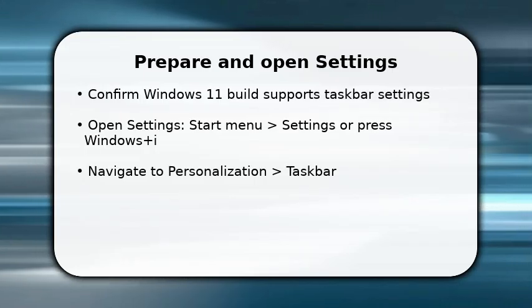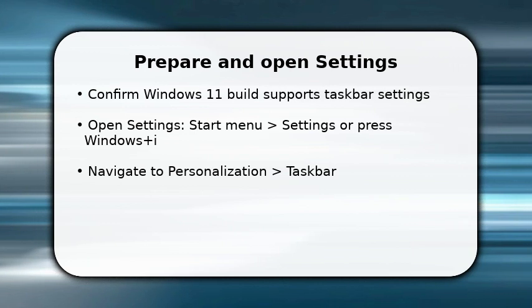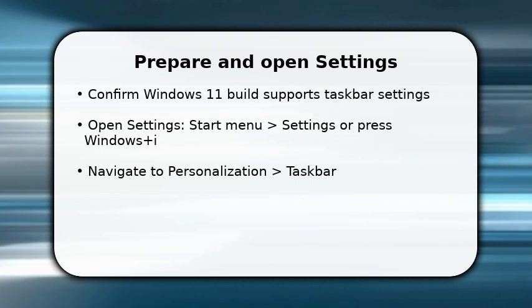You start by verifying your Windows 11 build and permissions so settings changes apply. Open Settings right away, press Windows and I together, or click Start and choose Settings. Once done, go to Personalization, then Taskbar in the left column. This reveals the controls you need.